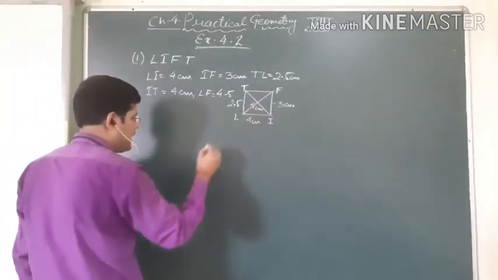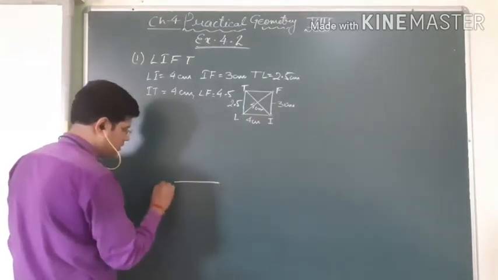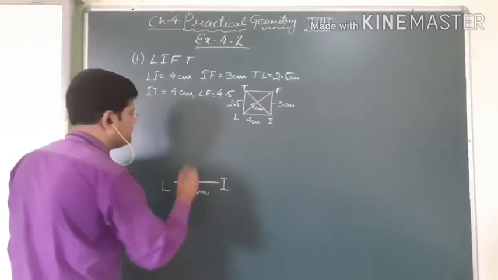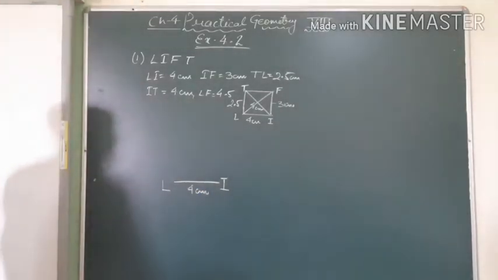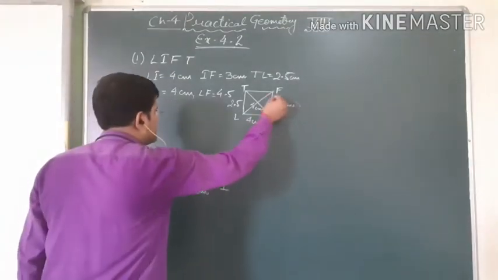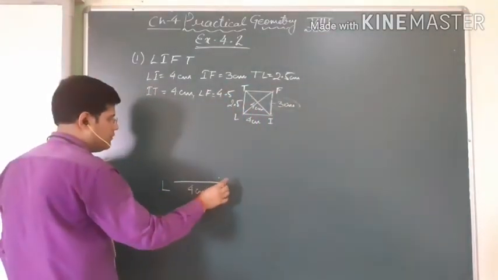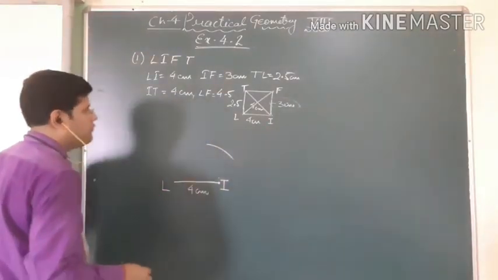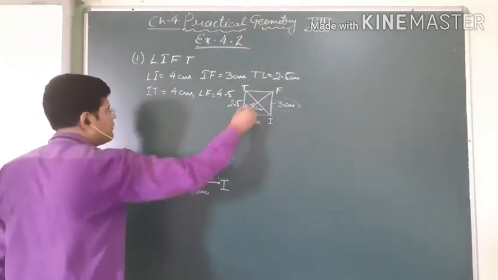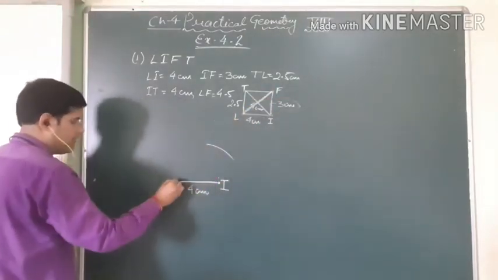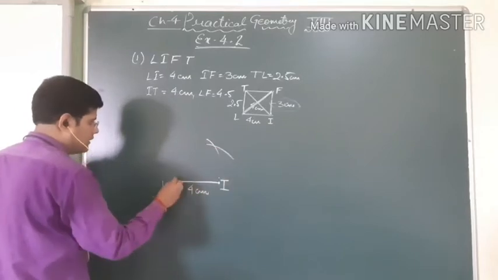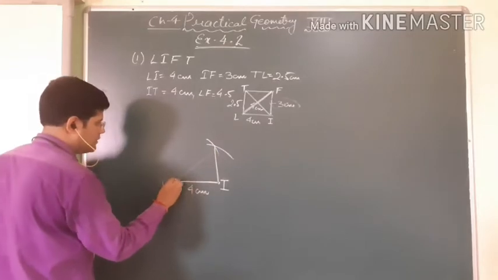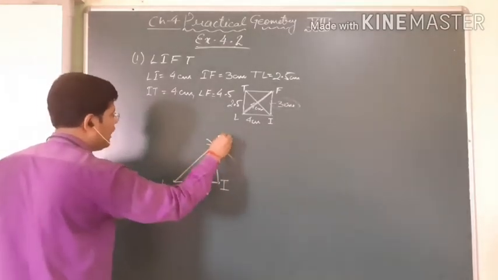Firstly, we have to make LI. LI is what? LI, this one is 4 cm. From the point I, we have to make 3 cm distance. So take an arc of 3 cm and make from this side. After that, we have to make LF, 4.5, from the point L, both intersect. Okay, so this is the intersection point, and this point is referred to as F.